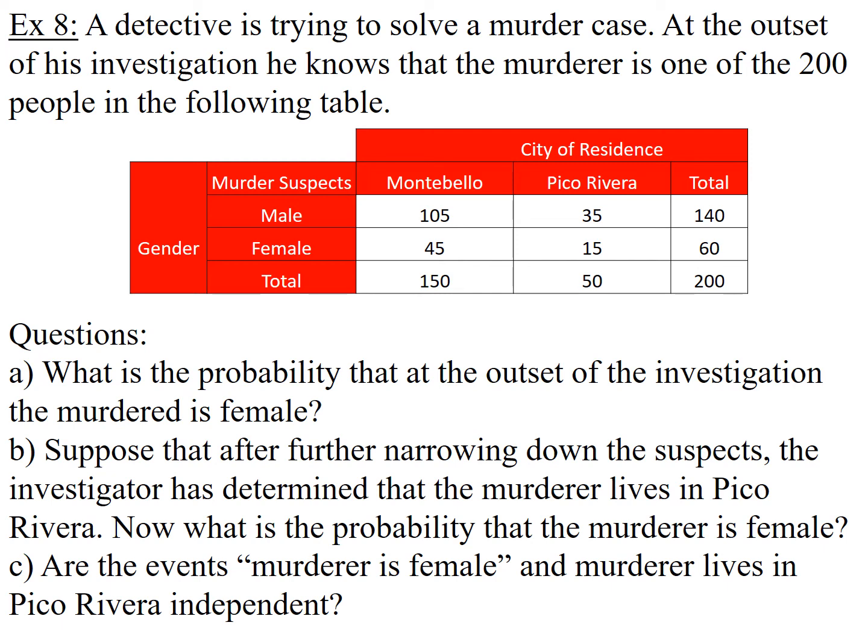All right, so look, there are no letters for events mentioned in this question. So the first thing you want to do is make up letters for the different events. There are only 2 events mentioned. One of them is that the murderer is female, so we'll use F for that event. And the murderer lives in Pico Rivera is the other event, so I think I'll use PR for Pico Rivera for that one. Okay, let's go ahead and write that down first.